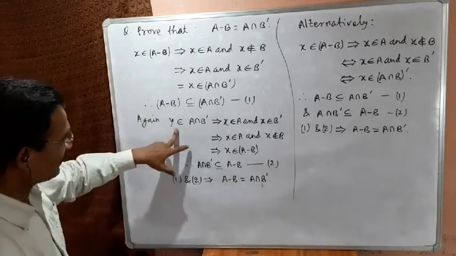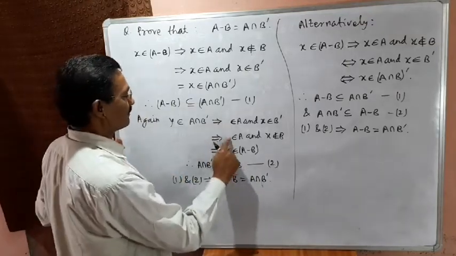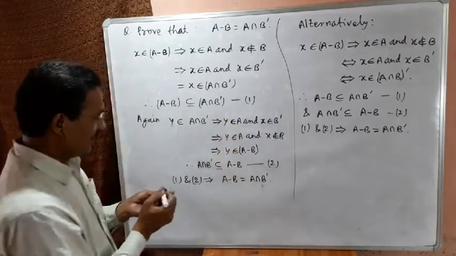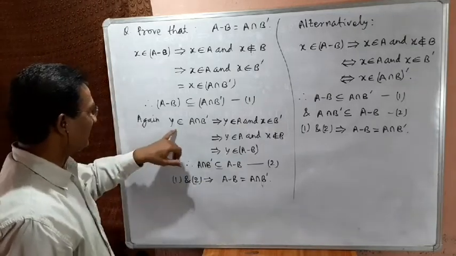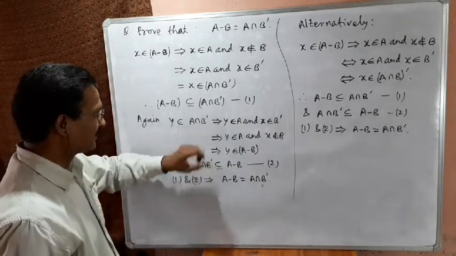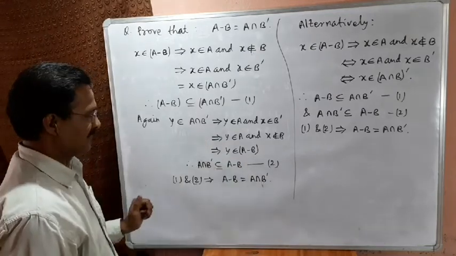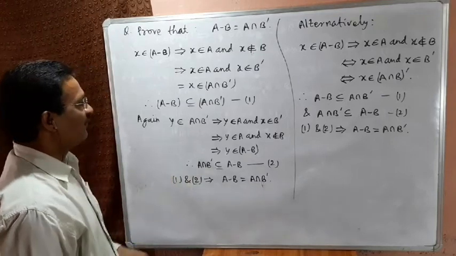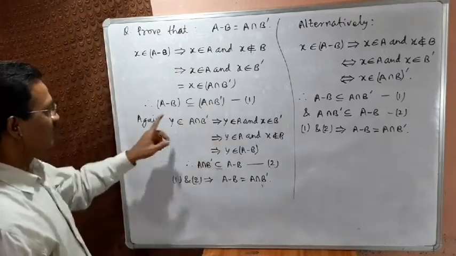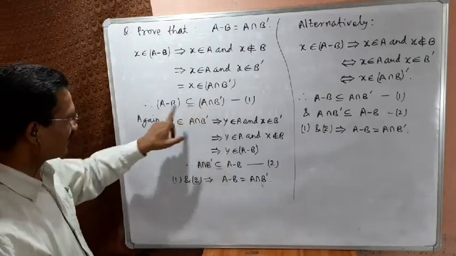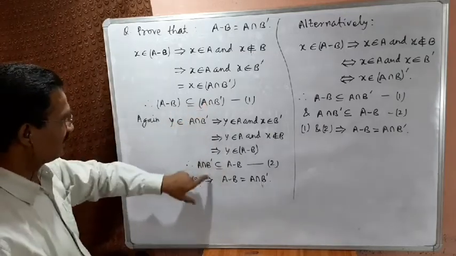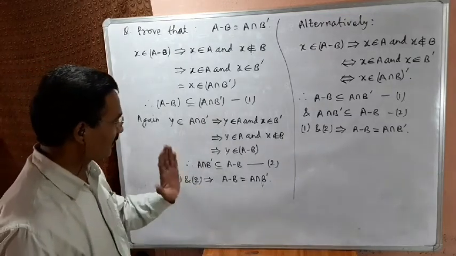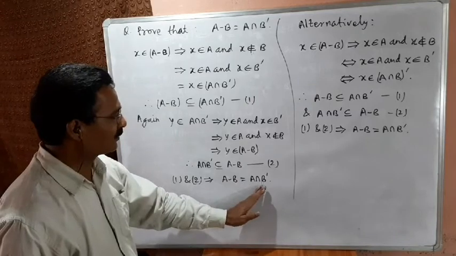So thus, if y, at all places I have taken y. So we have seen that if y belongs to A intersection B complement, then y also belongs to A minus B. And therefore, A intersection B complement is also a subset of A minus B. Finally, from 1 and 2, this is a subset of this and this is a subset of this. So from 1 and 2, we can conclude A minus B is exactly equal to A intersection B complement.